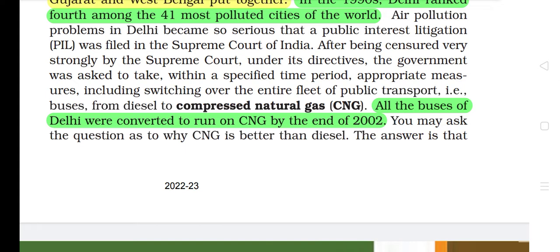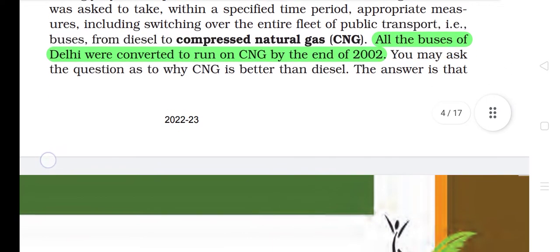within a specified time period appropriate measures, including switching over the entire fleet of public transport, that is buses, from diesel to compressed natural gas (CNG). All the buses of Delhi were converted to run on CNG by the end of 2002. You may ask the question as to why CNG is better than diesel.